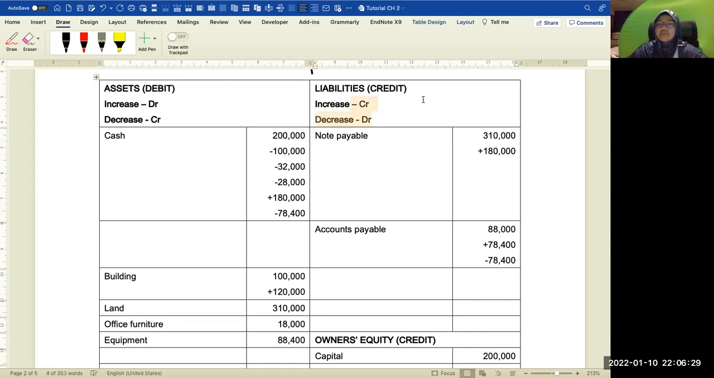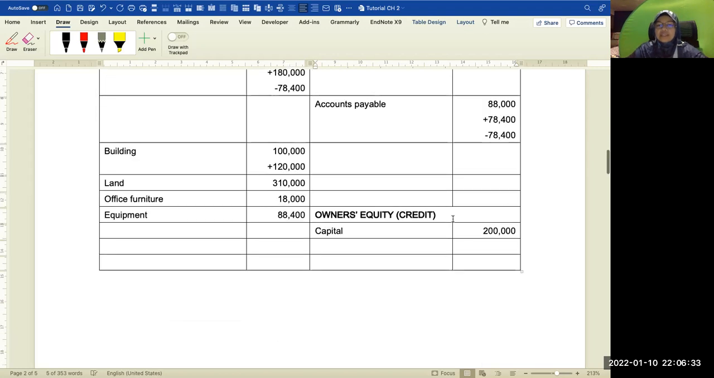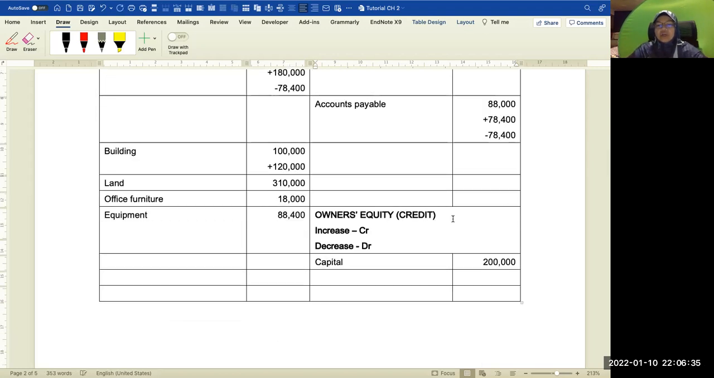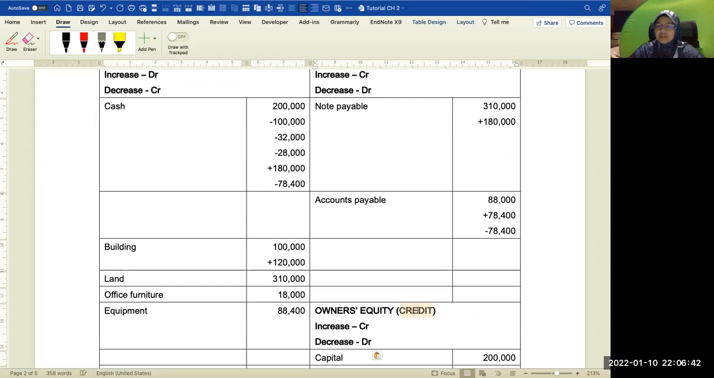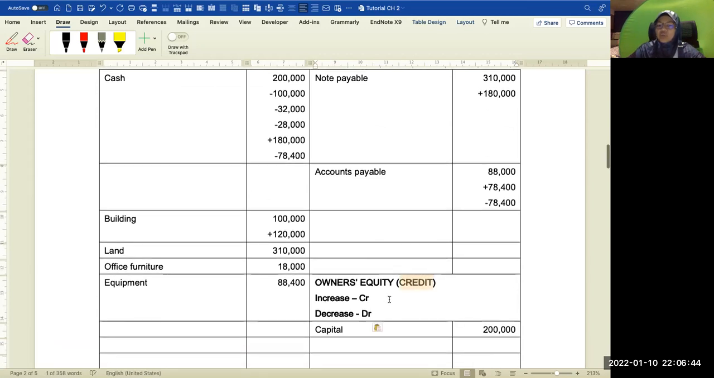Right? Similarly, for liabilities and owner's equity, when there is an increase, you are going to credit the accounts. Why do you credit an increase? Because the nature of the account is a credit, right? So when there's an increase, you're going to credit. When there's a decrease, you are going to debit.